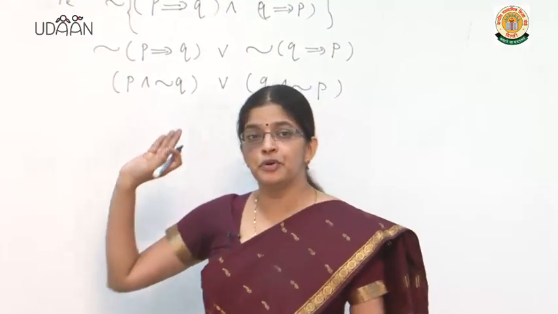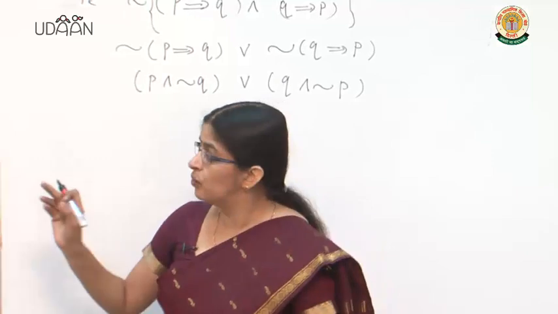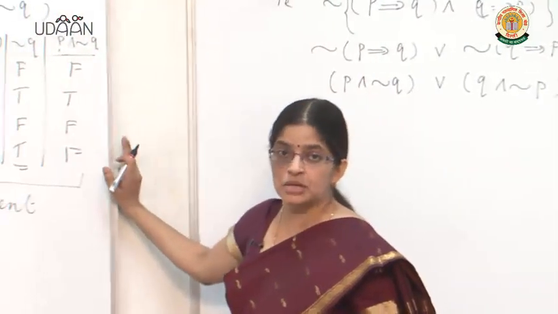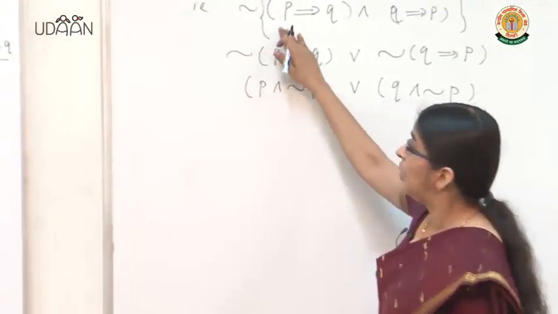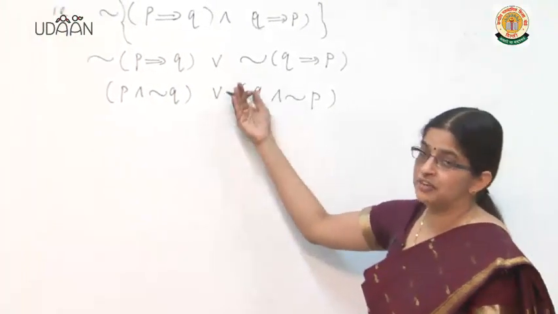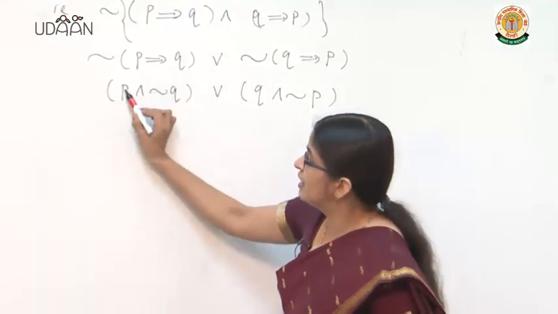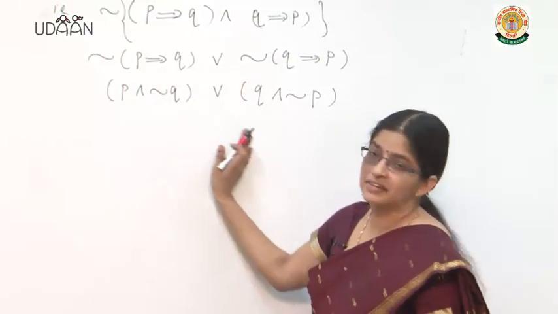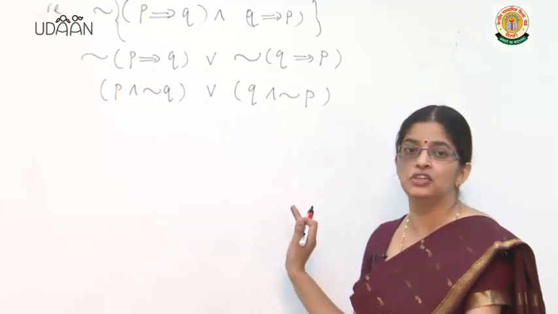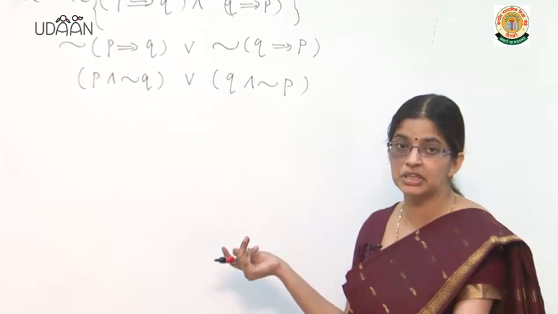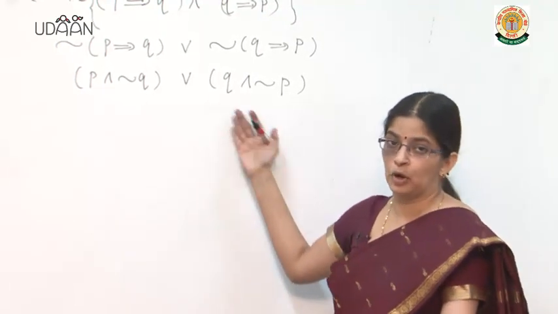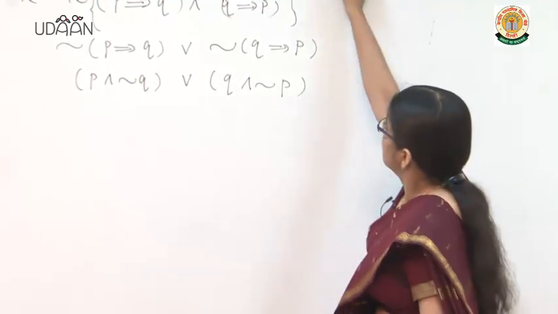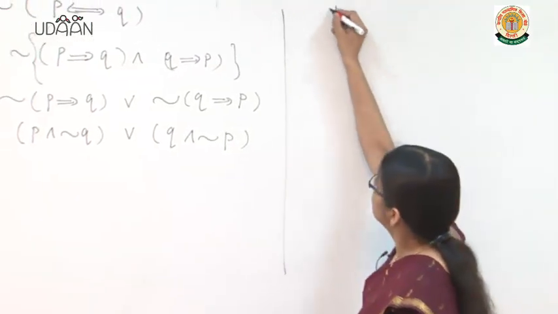There are two ways to prove. One is by the truth table method and the second by applying the properties which we have discussed. Here I have just applied De Morgan's law and simplified. So you can prove a logical equivalence either by the truth table method or by using the properties. Next one.